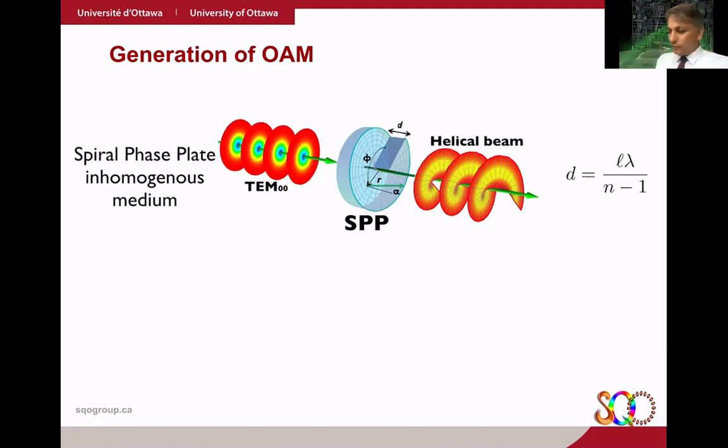However, let's go back to the photon. We talked about how a photon can carry spin angular momentum and orbital angular momentum. Spin is associated with the vectorial nature of light, and orbital angular momentum is associated with how we shape the phase of the beam.